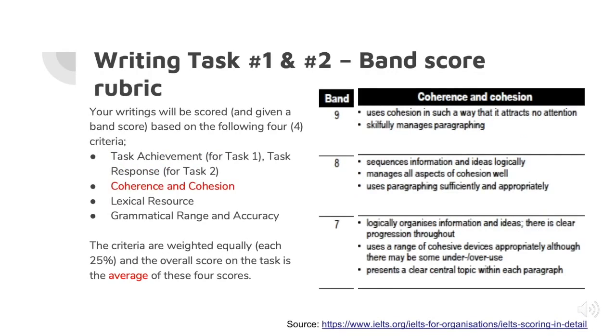For writing task number 1 and 2, a band score rubric for coherence and cohesion, band score 9 uses cohesion in such a way that it attracts no attention and skillfully manages paragraphing.